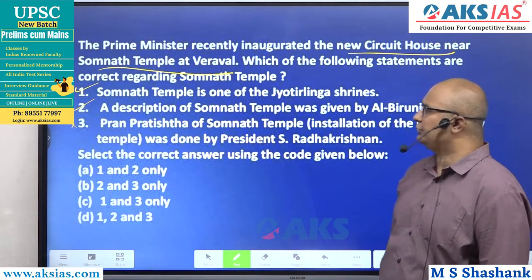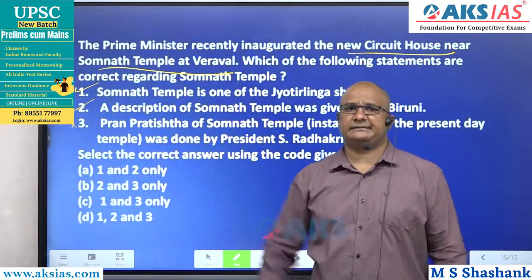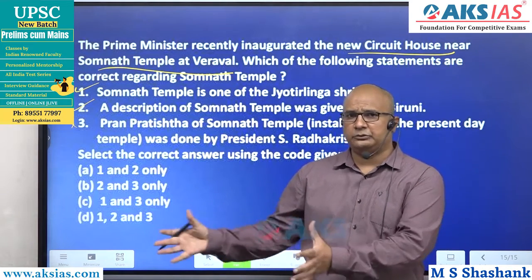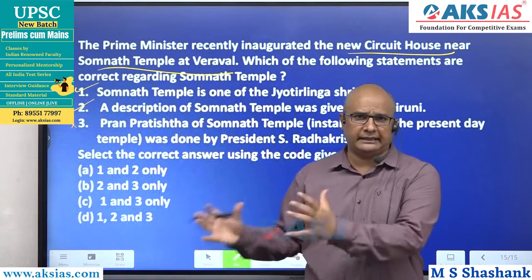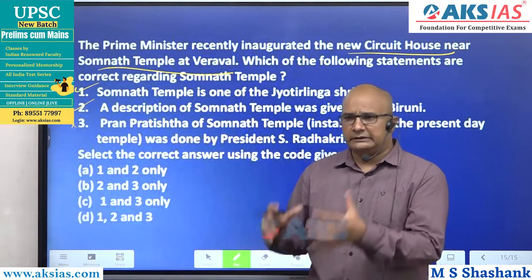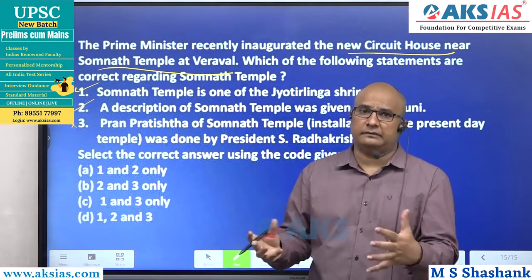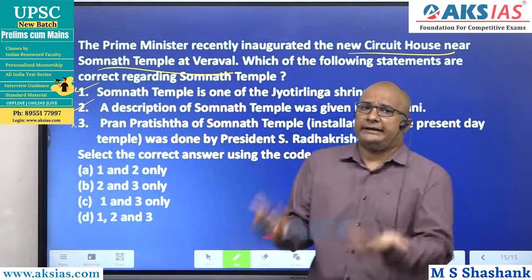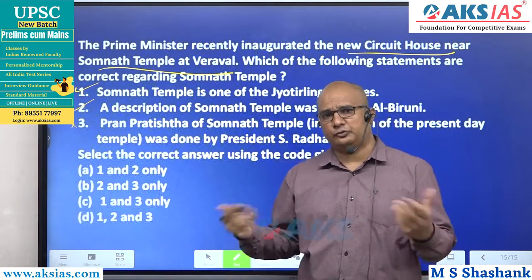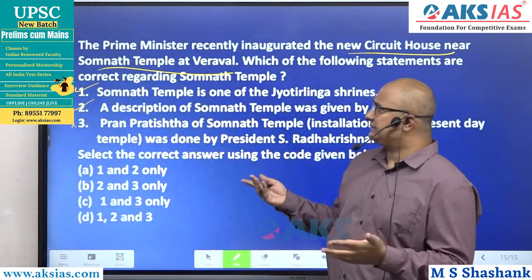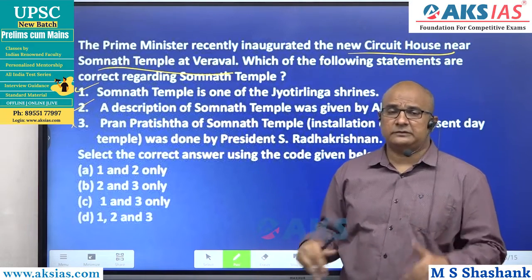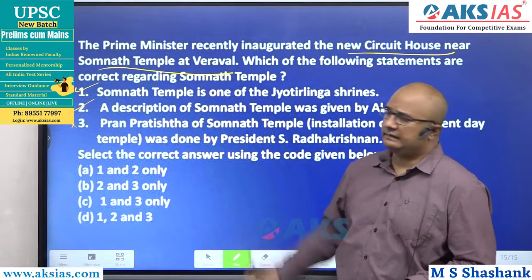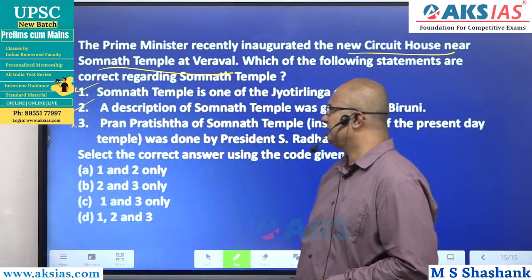Somnath Temple is one of the Jyotirlinga shrines. Jyotirlingas are those that we all know. Lord Shiva in Hinduism is worshipped in the form of linga. Okay. So now in India it is believed that there are 12 such Jyotirlingas which are considered quite important. And in fact, out of those 12, Somnath is considered not only one, but also the first of these 12 Jyotirlingas. So 100% statement 1 is correct.